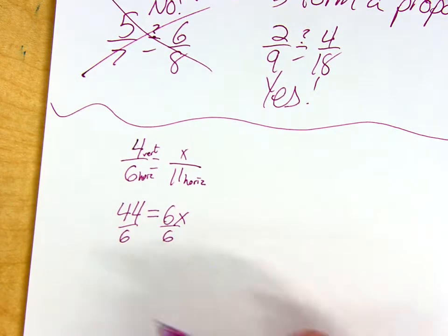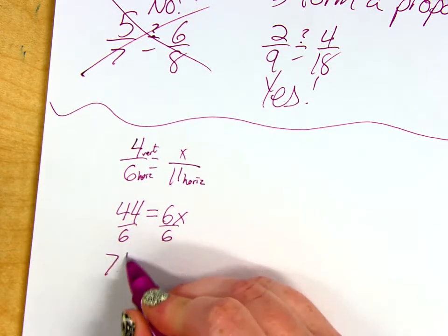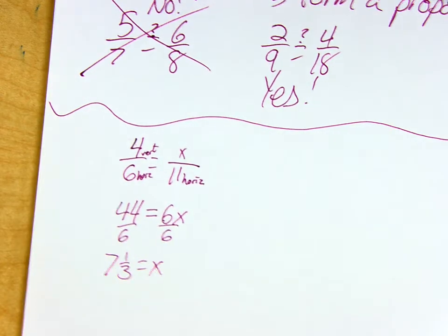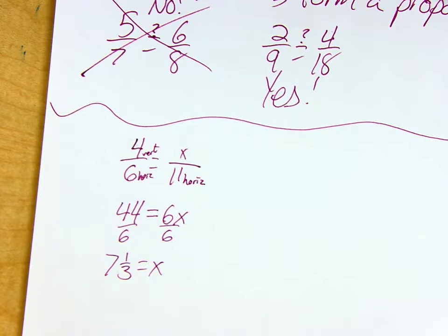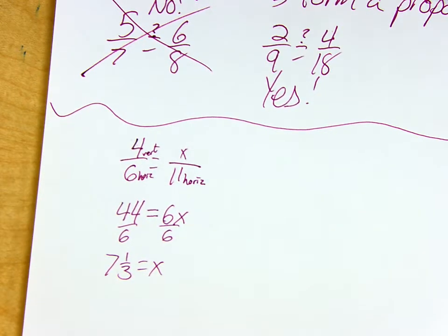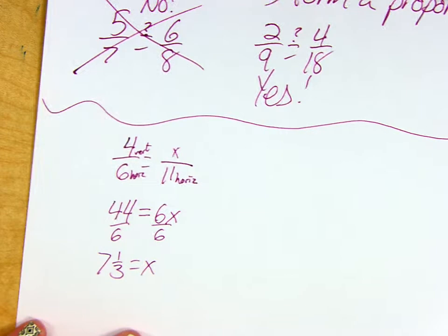7.3 repeating, so that's 7 1/3, right? So if these are inches, my new frame, I should make it 7 1/3 inches long to keep it proportional to my original photograph. Does that make sense? Good. So you tried this one.